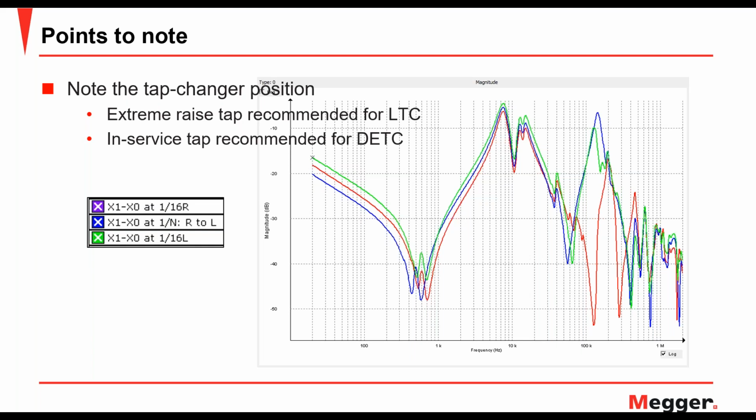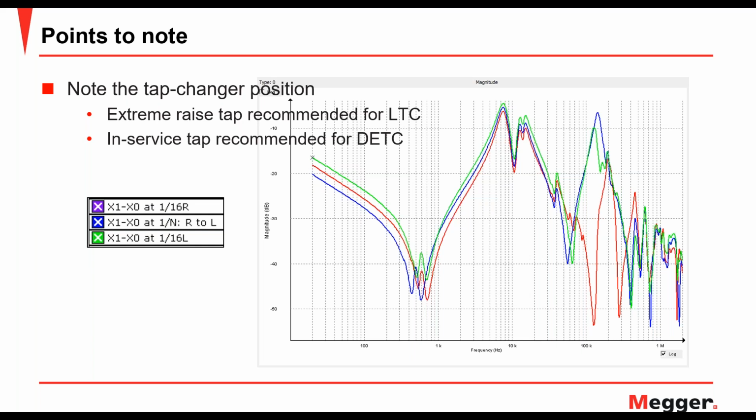If you are testing on a winding which has a DTC, then it just needs to be done on the in-service tap, because we don't want to fidget around with the DTC if it has been in a particular position for X number of years. Here's a plot to highlight the different responses that you get when you try to test the winding in different taps.